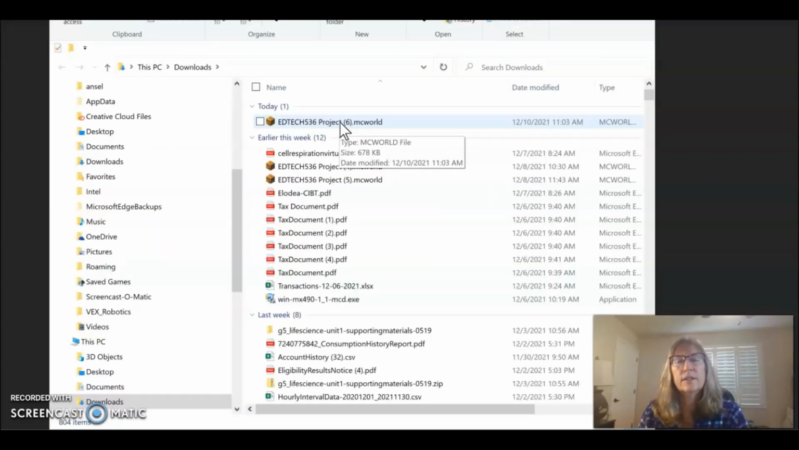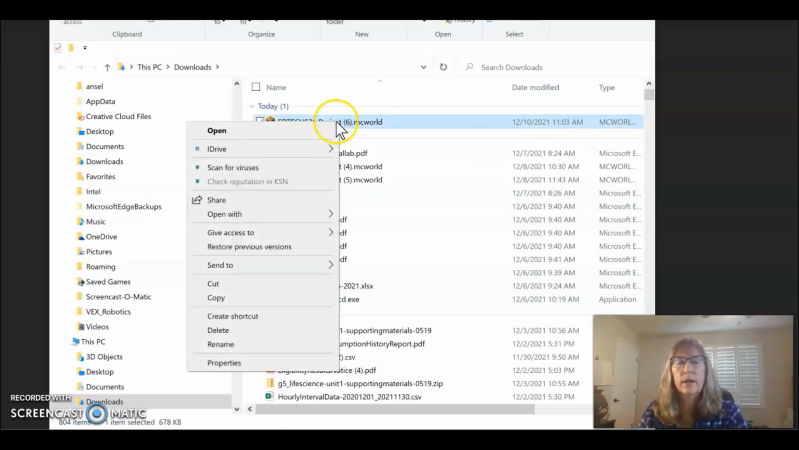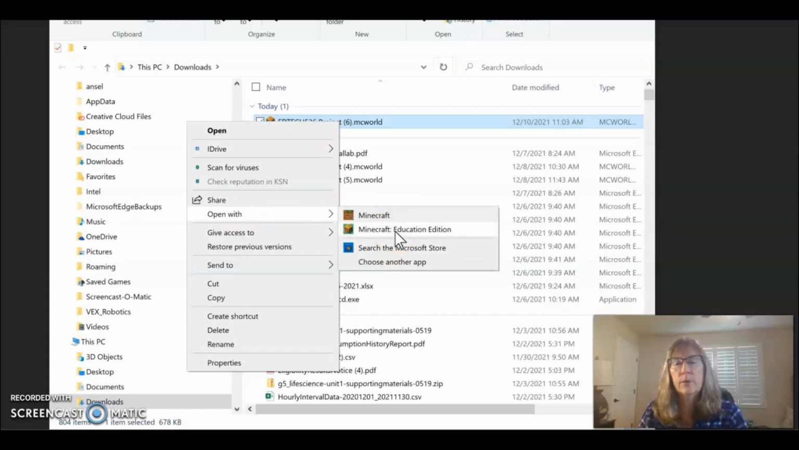Once the file is downloaded, then the teacher can simply right-click and open it into the Minecraft for Education game on that computer. And then once that's open, the next time a student logs into the game, they'll be able to select that as a world that they can play in.